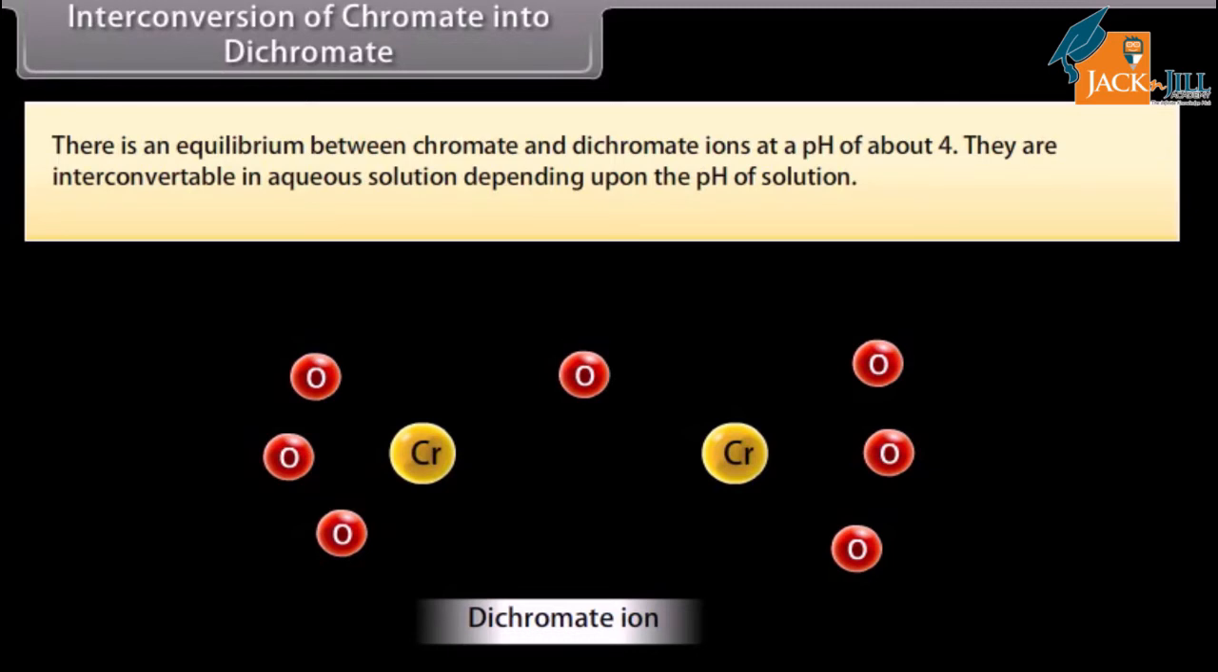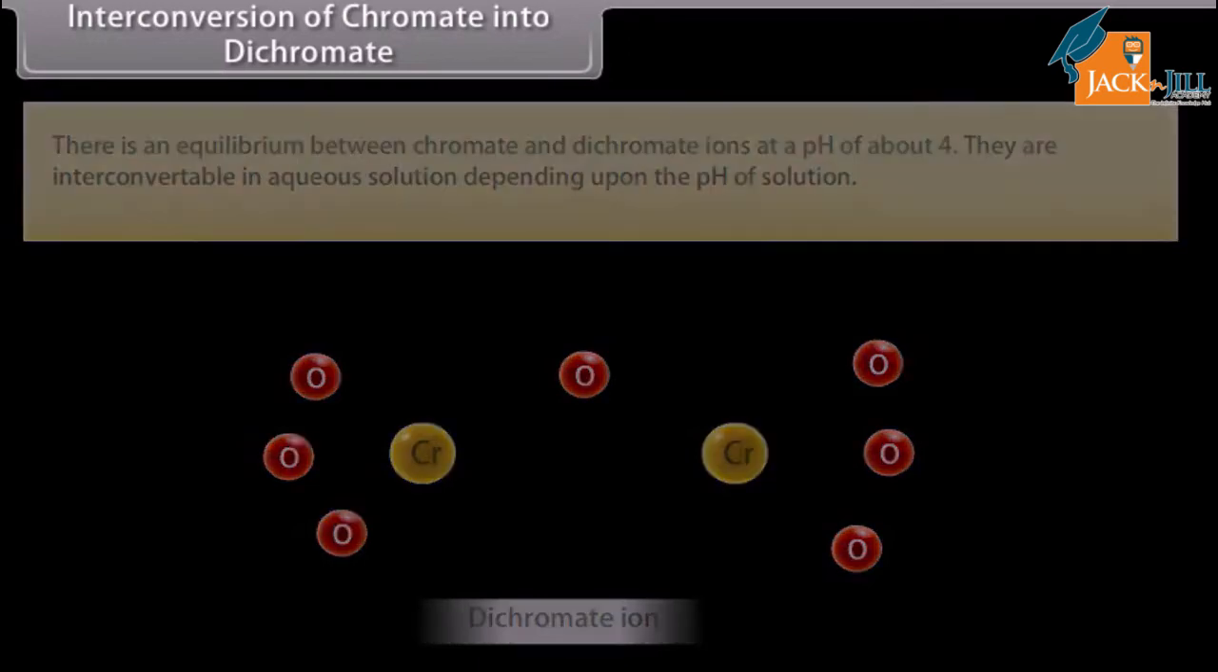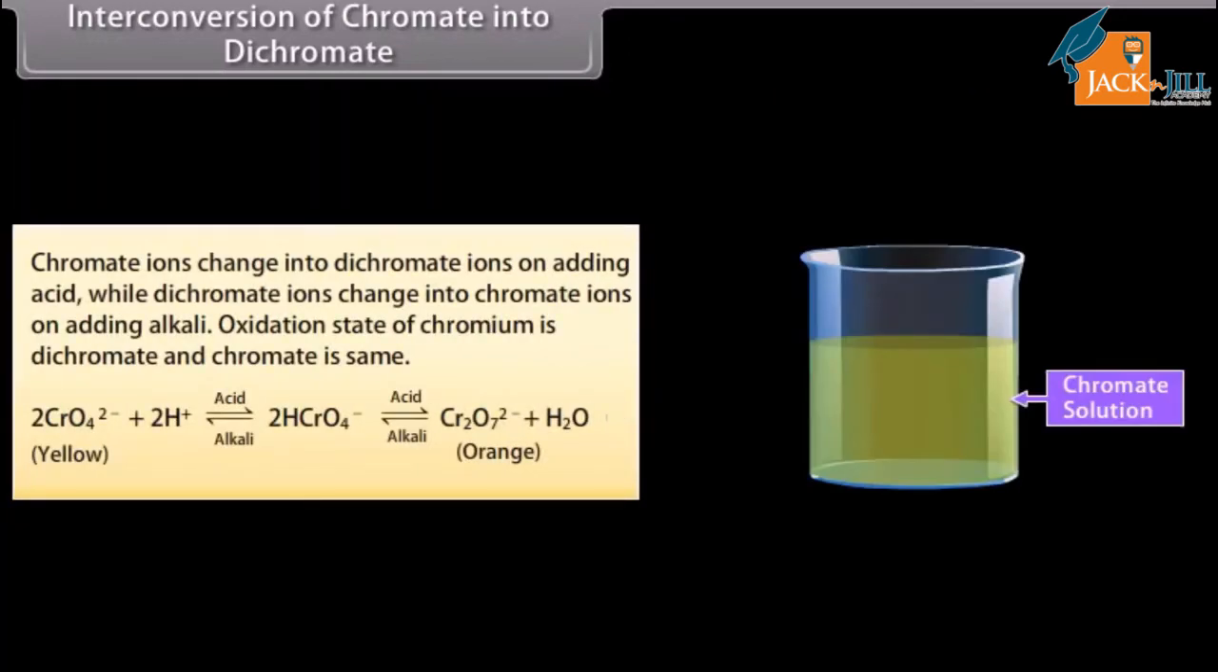There is an equilibrium between chromate and dichromate ions at a pH of about 4. They are interconvertible in aqueous solution depending upon the pH of the solution. Chromate ions change into dichromate ions on adding acid, while dichromate ions change into chromate ions on adding alkali. The oxidation state of chromium in dichromate and chromate is the same.